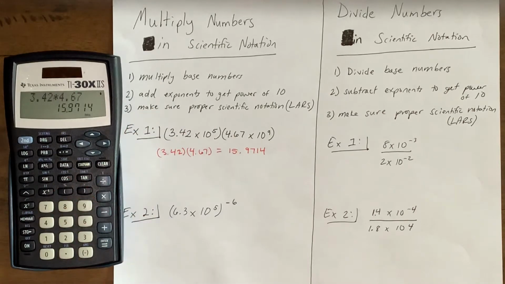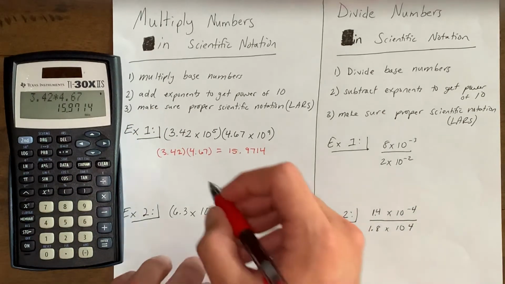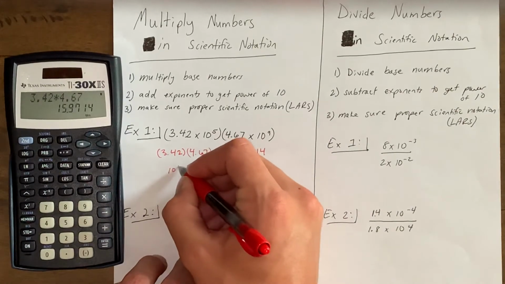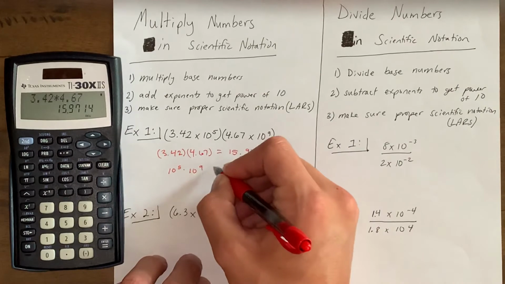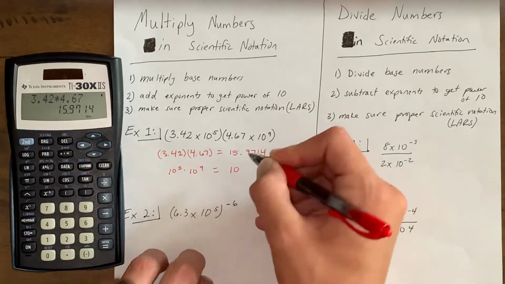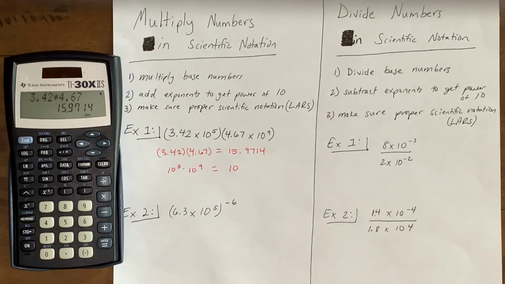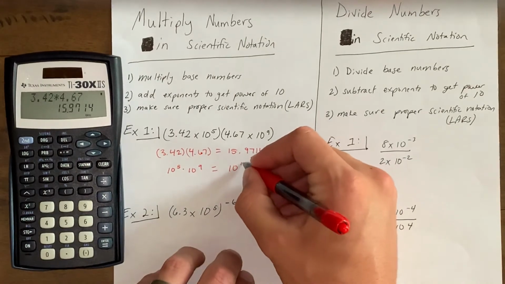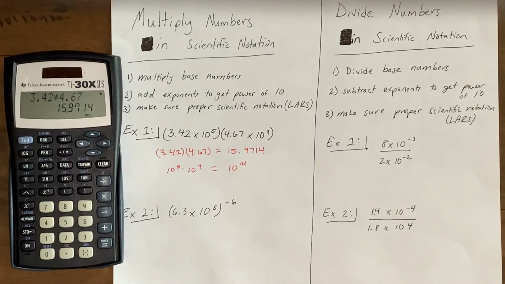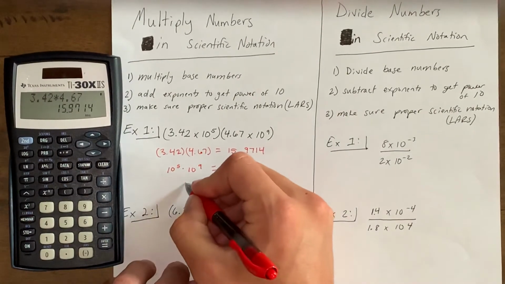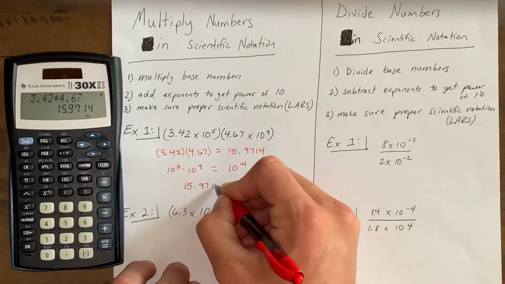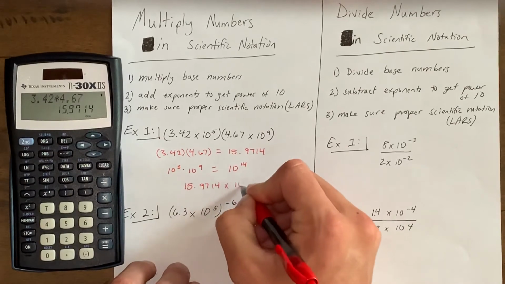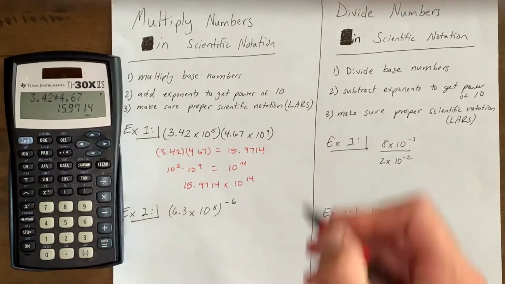Next step is add the exponents to get our power of 10. Okay, so let me write that here. So that'd be like 10 to the 5th times 10 to the 9th. Okay, so I add my exponents and I get 10 to the 14th power. Okay, so now I can combine those. So I get 15.9714 times 10 to the 14th.